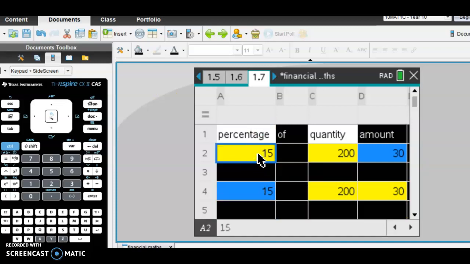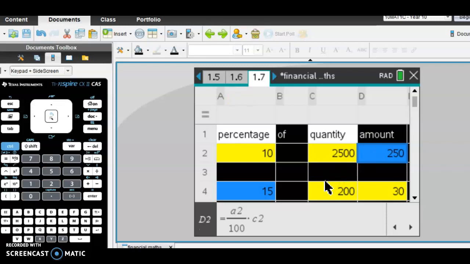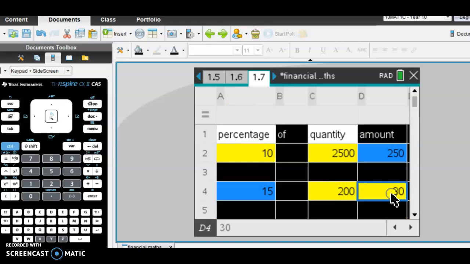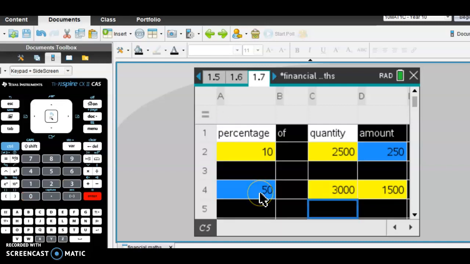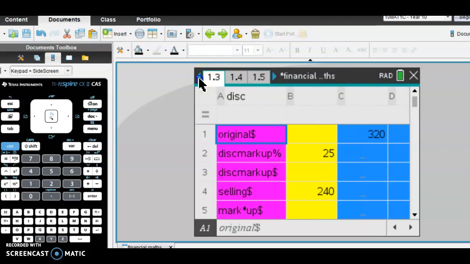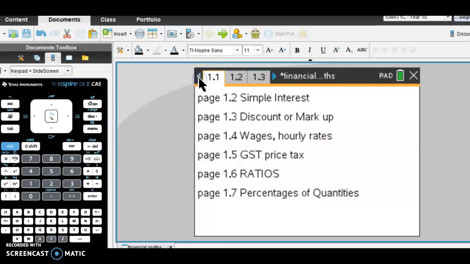So all you have to do is simply, what's 10% of $2,500? And the answer, of course, is 250. If I have $1,500 left after originally having $3,000, then the percentage was 50% spent. So that's percentage of. And the other one we were looking at is discount or markup.